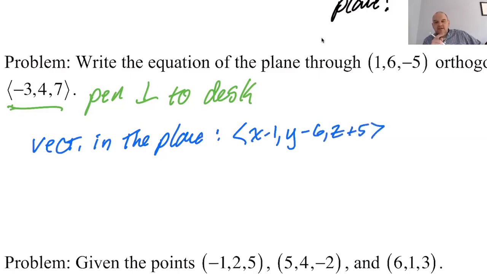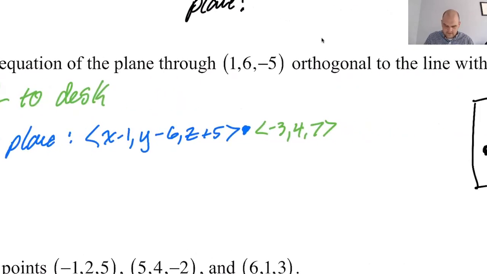And then we are saying that every vector that's in the plane, if we dot product them, remember the stylus coming straight out of the screen, dot product it with any vector on the screen, we're going to get 0. So a generic vector in the plane dotted with a vector orthogonal to the plane should give you 0. So if I dot this with the vector -3, 4, 7, I should get 0. That's it. That's an equation of a plane.